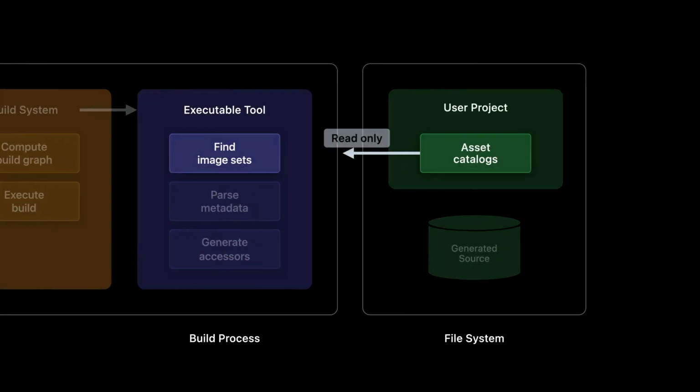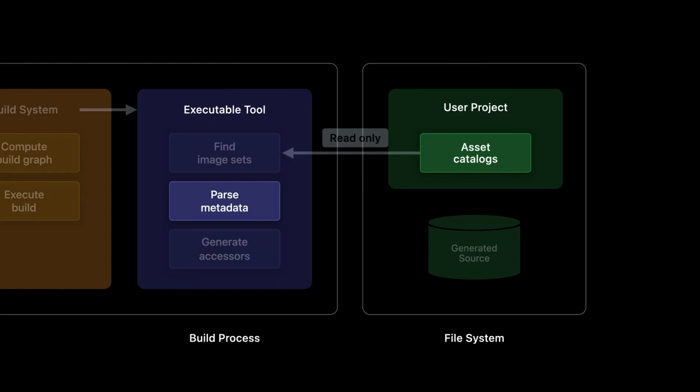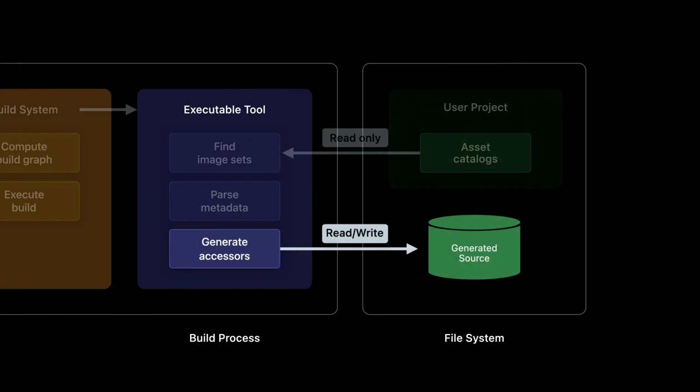We want to loop over the directory contents of the asset catalog to find all the image sets. For each image set, we parse its metadata to determine if it actually contains any images and should therefore get code generated for it. Then we can generate the code and write to a file. Since we declared those files as outputs of our plugin, they will automatically be incorporated into the build of the target the plugin is being applied to.